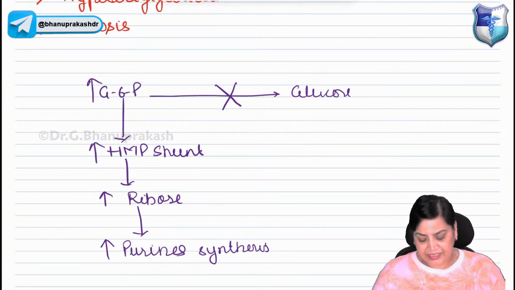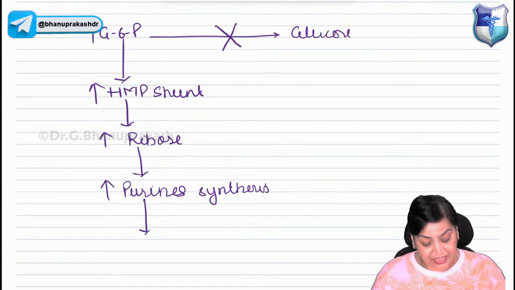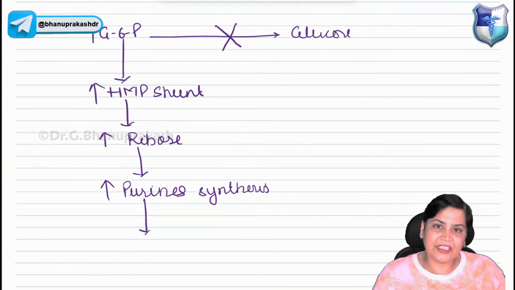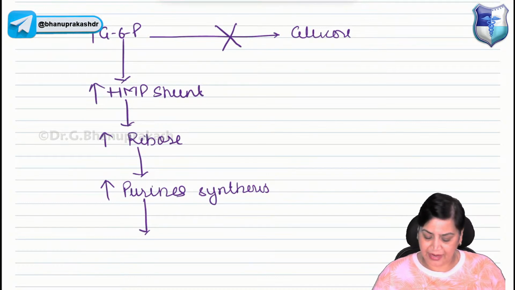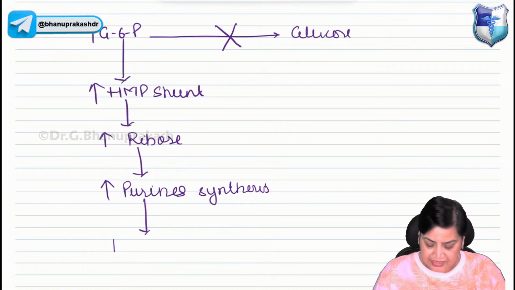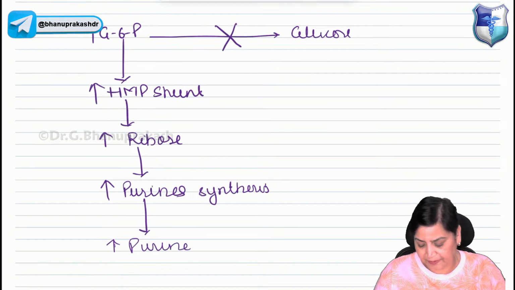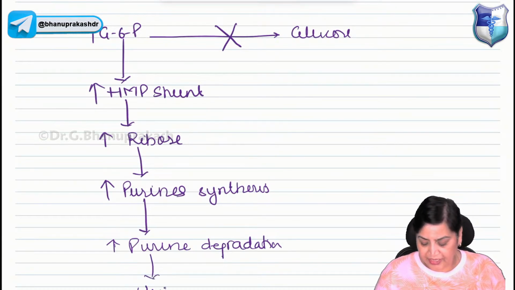If synthesis of purines increases, their degradation will increase. See, everything is stepwise. Increased concentration of glucose 6-phosphate increases the HMP shunt. The HMP shunt increases ribose sugar. Ribose sugar increases, so synthesis of purines increases, and purine degradation also increases. And you know, when purines are degraded, uric acid is produced. So in a nutshell, uric acid will also increase.